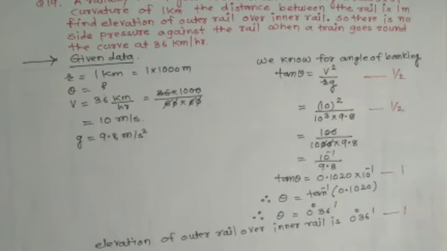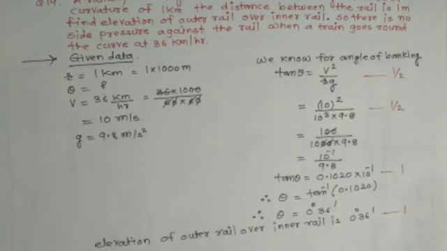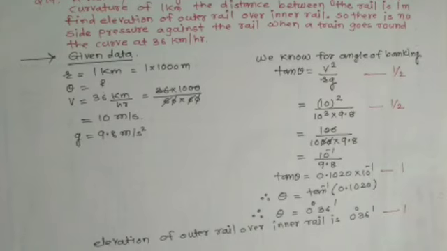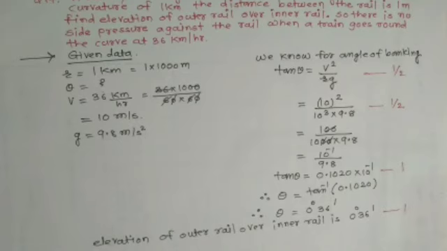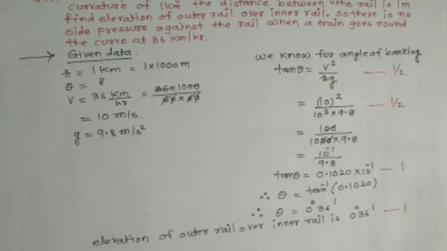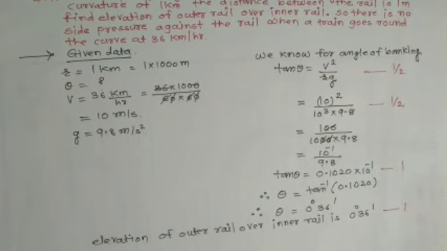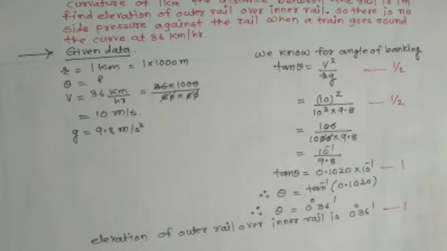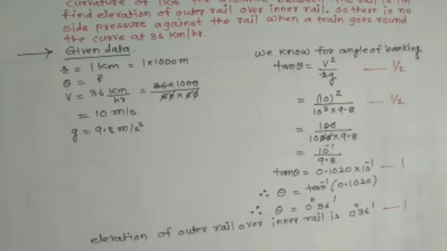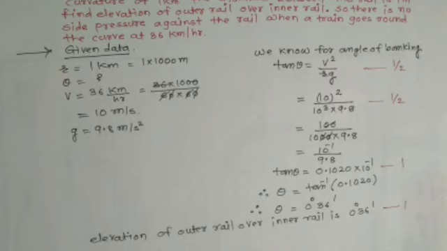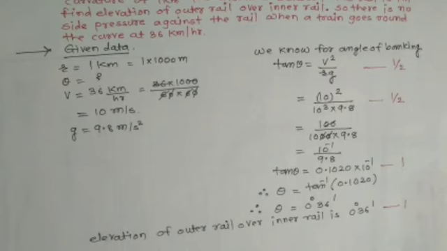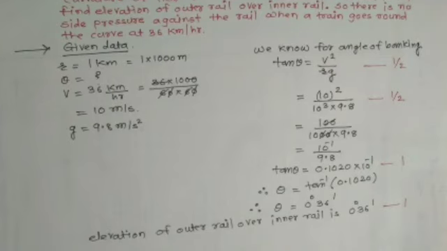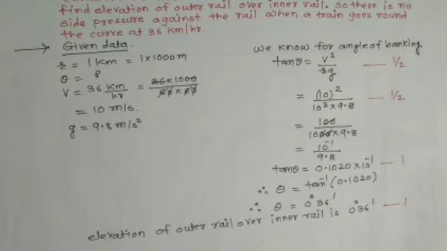So the answer will be: given data, radius r equal to 1 kilometer, which is equal to 1 into 1000 meter. We can find elevation, that is theta equal to question mark. Velocity is given, v equal to 36 km per hour, that is 10 meter per second, and small g is equal to 9.8 meter per second squared. We know for angle of banking the formula tan theta equal to v square upon rg.